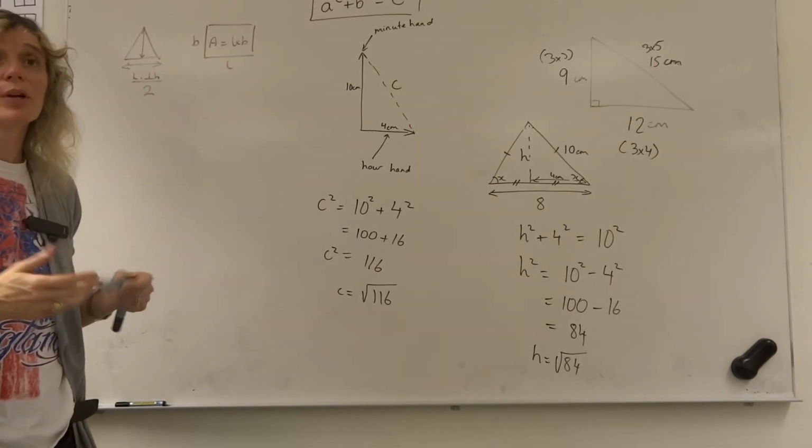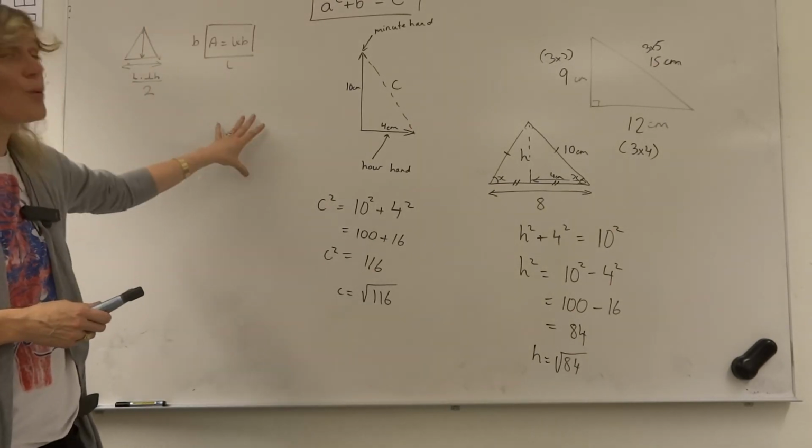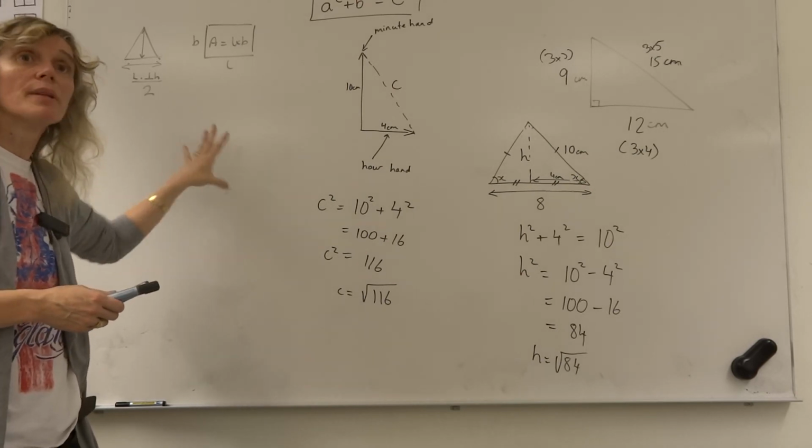Okay, and that's how we use Pythagoras' rule. So first you square them, then you add them up or subtract them, and then you take the square roots.